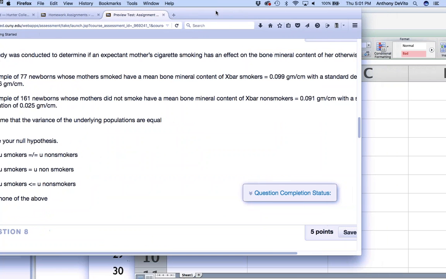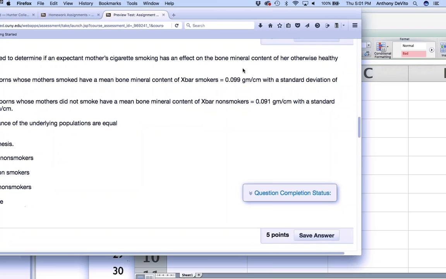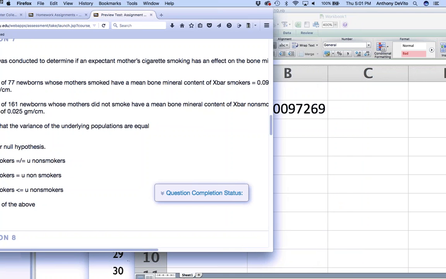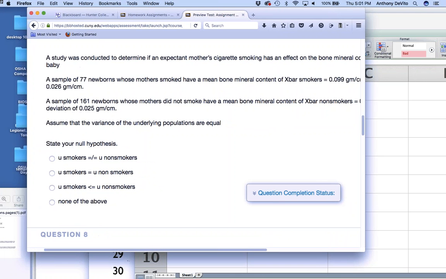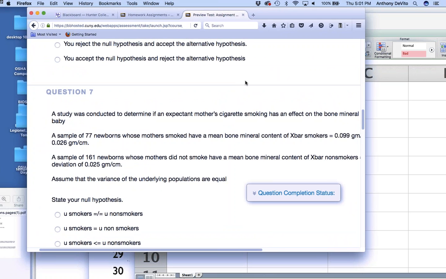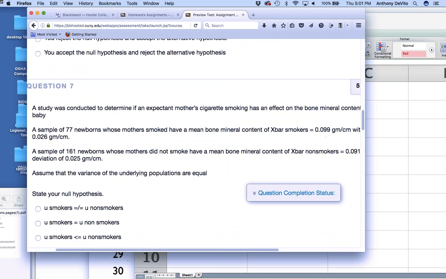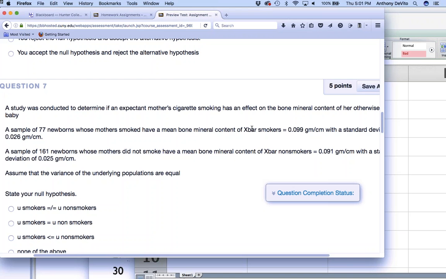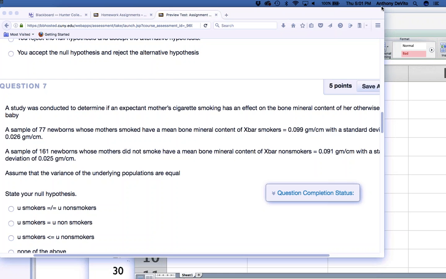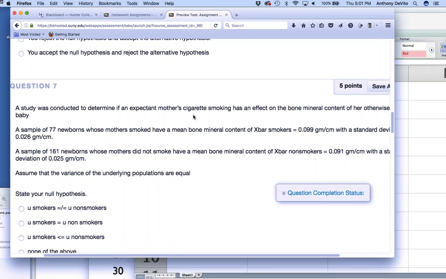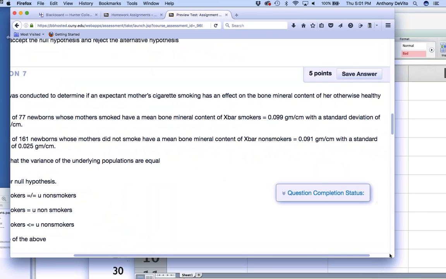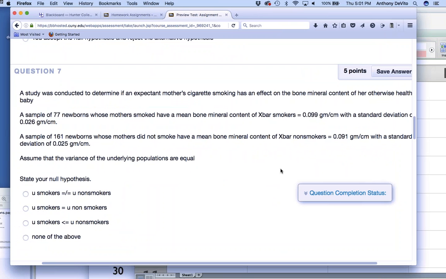A study was conducted to determine if expectant mother's cigarette smoking has an effect on the bone mineral content of her otherwise healthy infants. I gotta reduce the size of this a bit so I can fit it in here. Oops, that didn't help. Let me open this a little wider and spread this out here. I'm not sure why this is not wrapping. You would think it would, right? No, Blackboard's a very strange program.